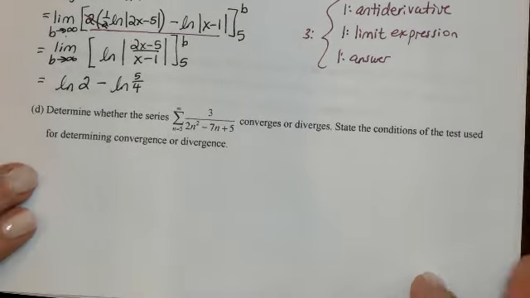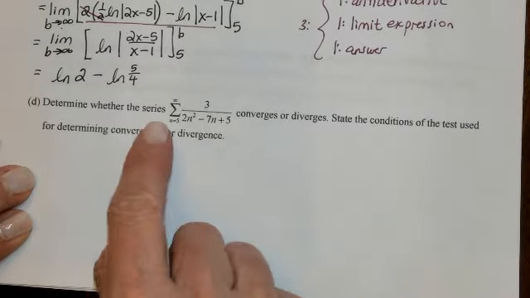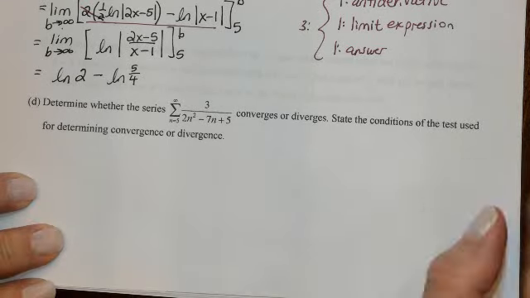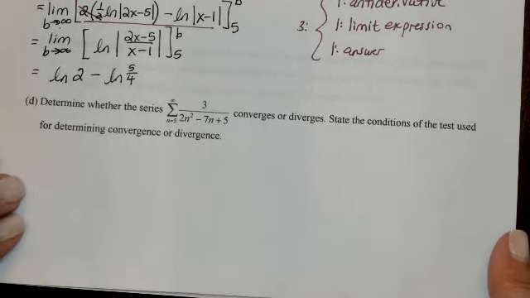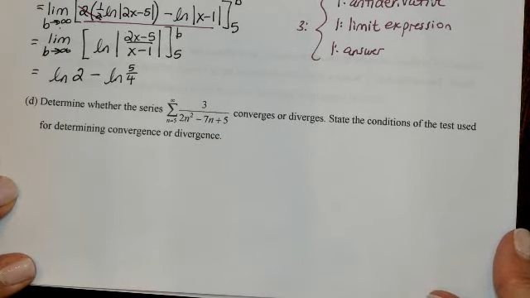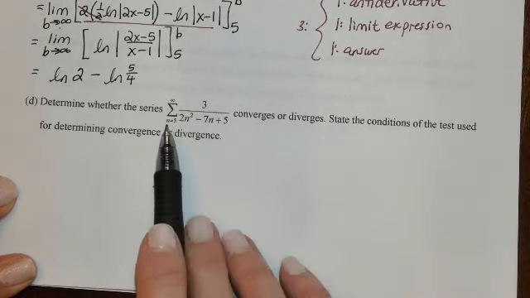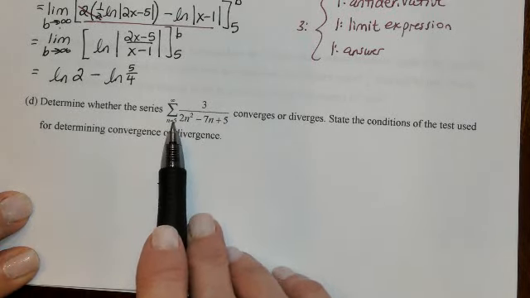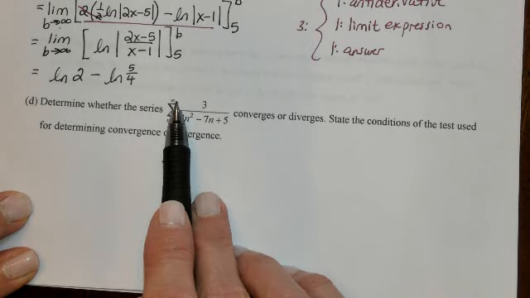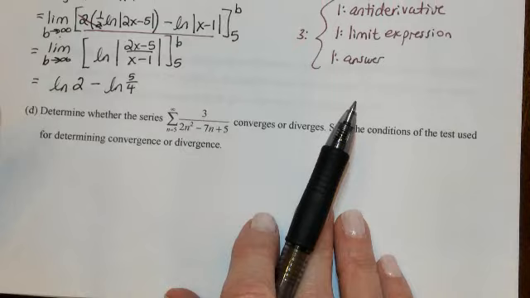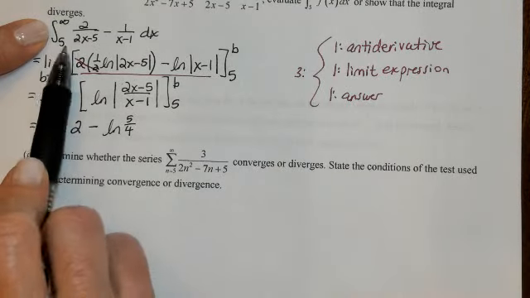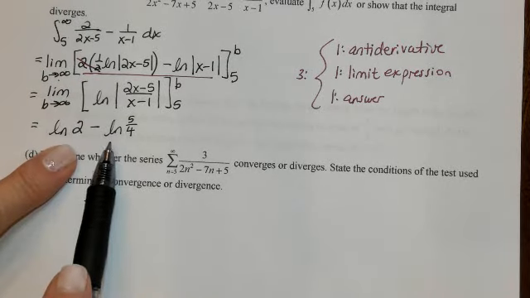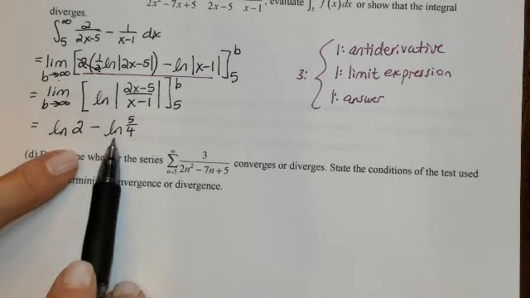Okay, next step. Determine whether the series of f of n converges or diverges. State the conditions of the test used for determining convergence or divergence. Okay? Now notice that this series is going from 5 to infinity, right? The series is going from 5 to infinity. We just now found that the integral going from 5 to infinity of f of x converged. We just found that the integral converged.